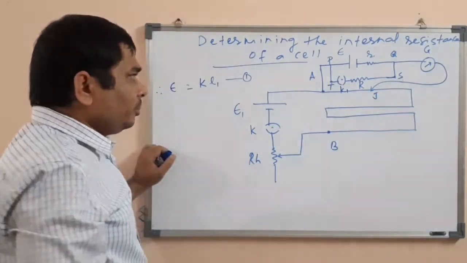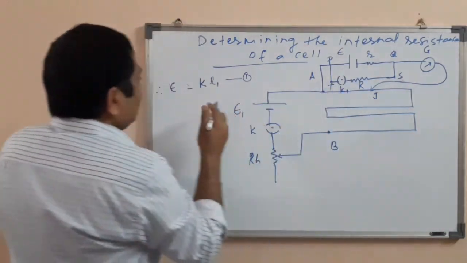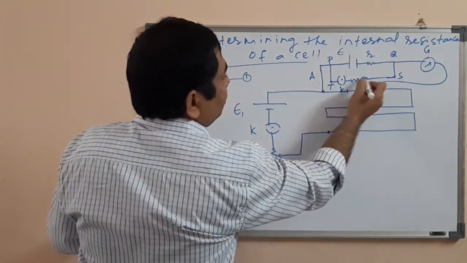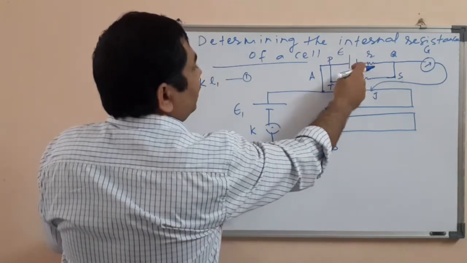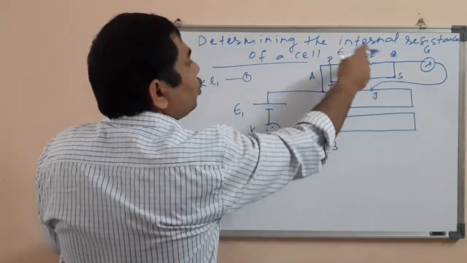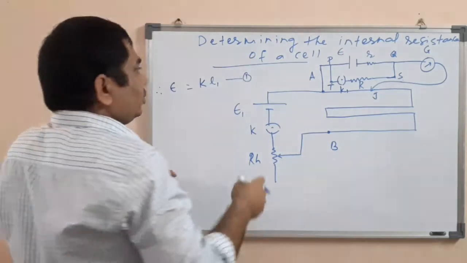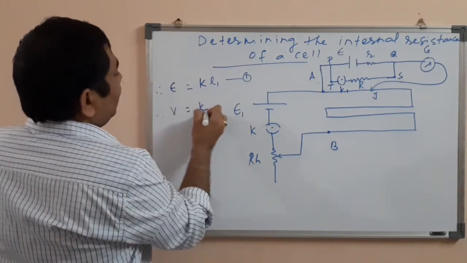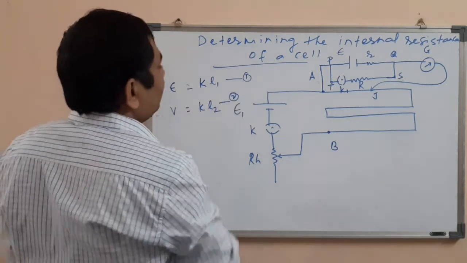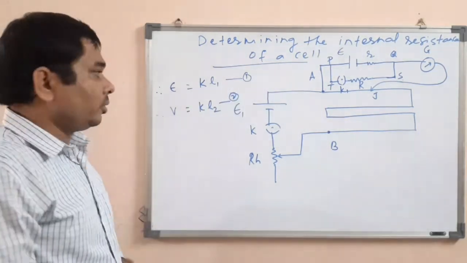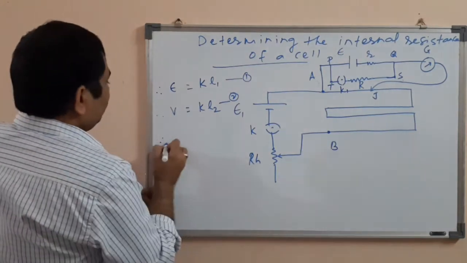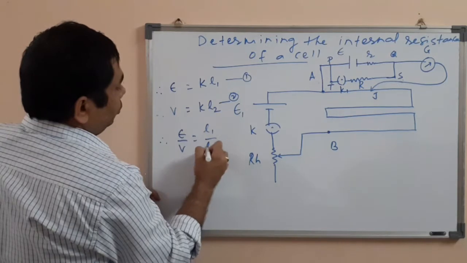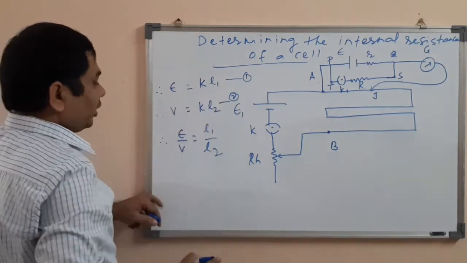Now this time we are getting a null point for the potential difference across this resistance and not for the EMF. Why? Because current is now flowing through this. Clear? So therefore V is equal to K into L2, where L2 is the null point. Clear? So therefore E upon V is equal to L1 upon L2, because while taking the ratios K will cancel.